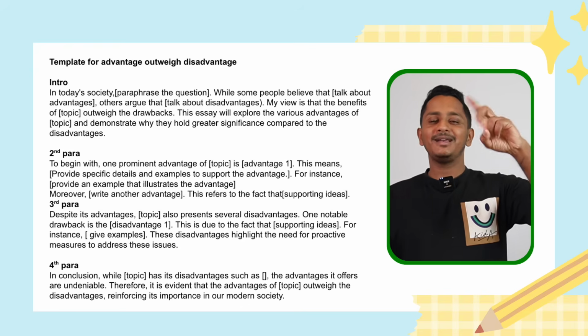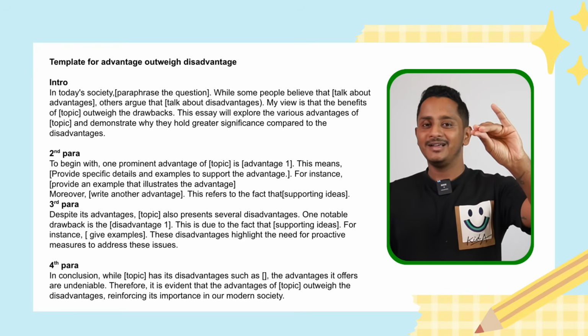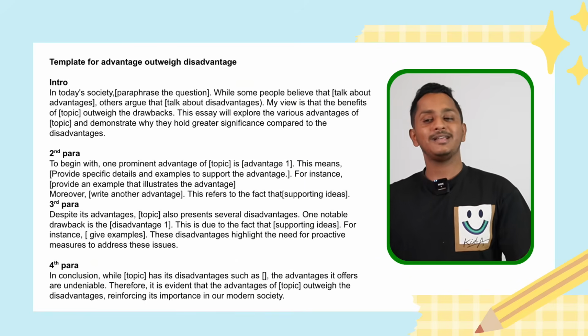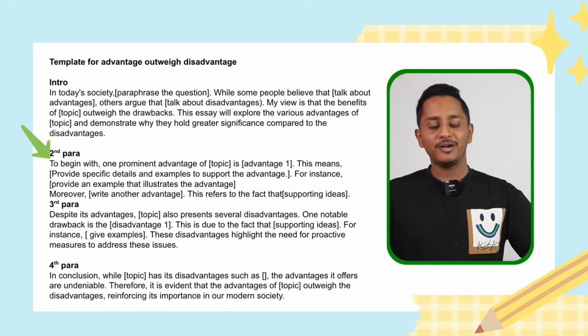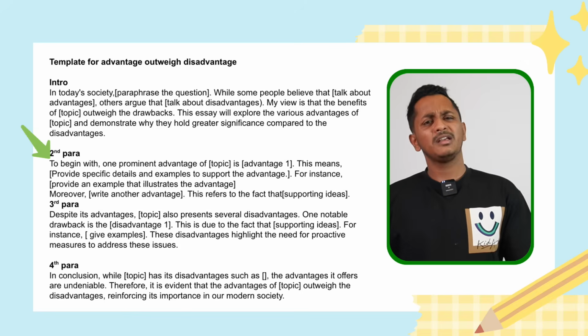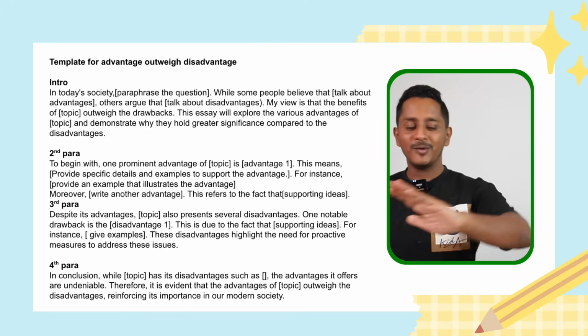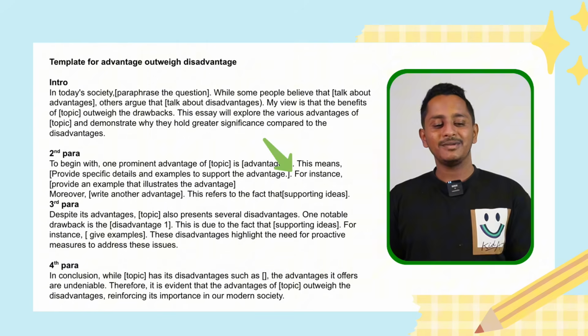Second paragraph, main idea, supporting idea, example. Main idea is one advantage, supporting idea, example. If you think you can write one more advantage, then second advantage, supporting idea, example, you can write more. Same thing I'll put in a structure. To begin with, one prominent advantage of online learning is, write the advantage. Supporting idea, that means provide specific details, continue talking about it. For instance, give an example.